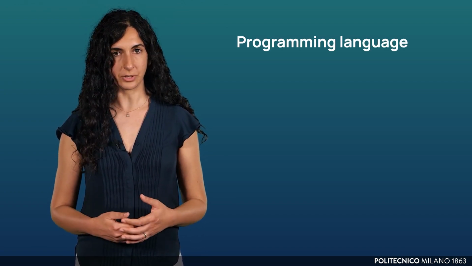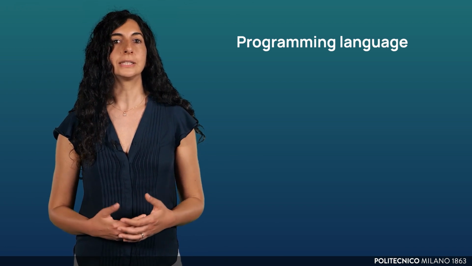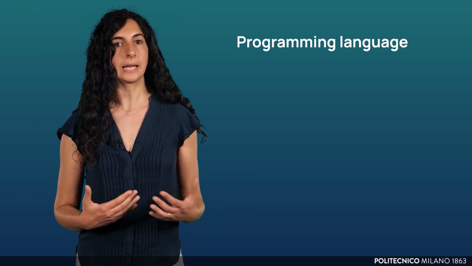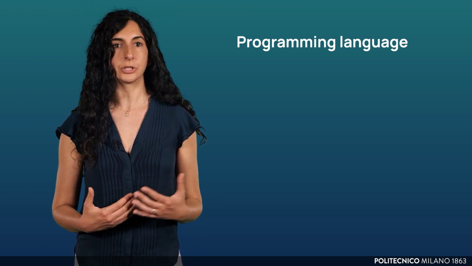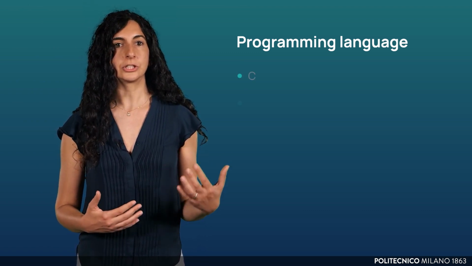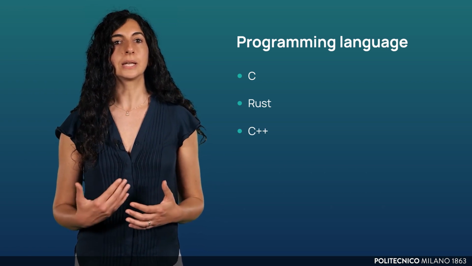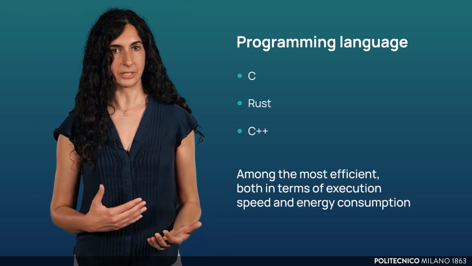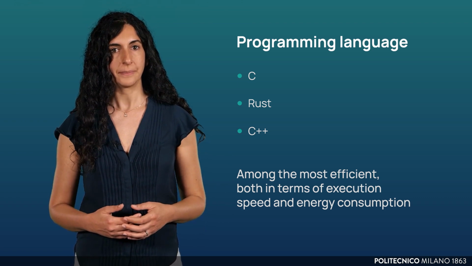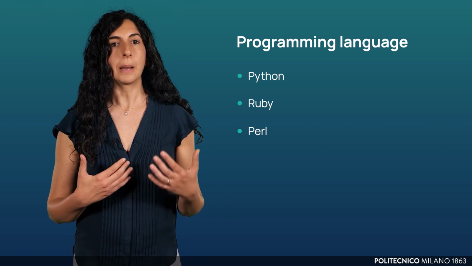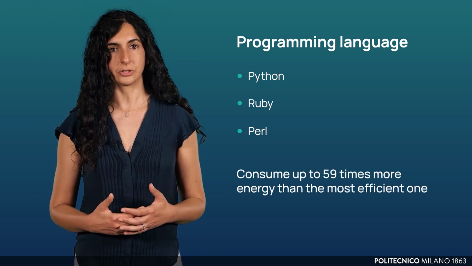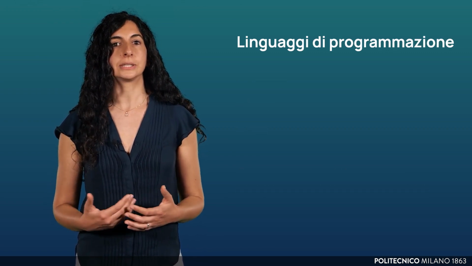Another aspect that impacts application efficiency is the choice of programming language. A 2017 study compared various programming languages and their efficiency in performing a set of tasks, highlighting significant differences between different languages. Languages such as C, Rust, and C++ rank among the most efficient, both in terms of execution speed and energy consumption. In contrast, interpreted languages like Python, Ruby, and Perl consume up to 59 times more energy than the most efficient one. More recent studies confirm this trend even for artificial intelligence applications.